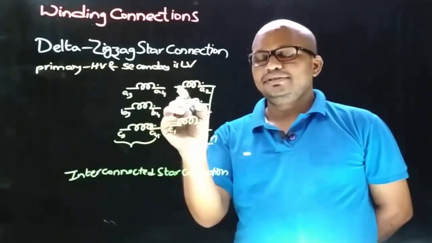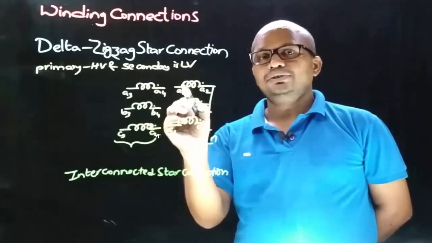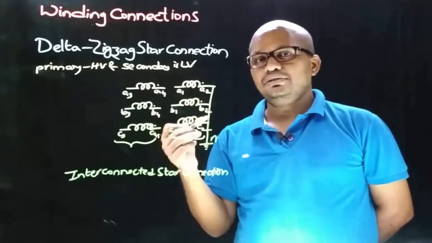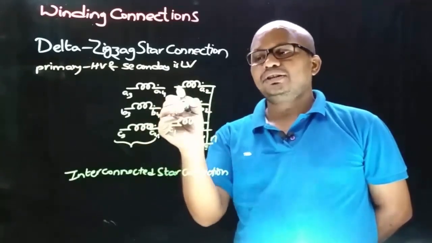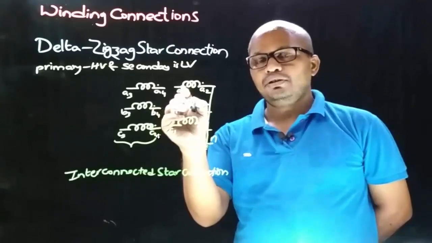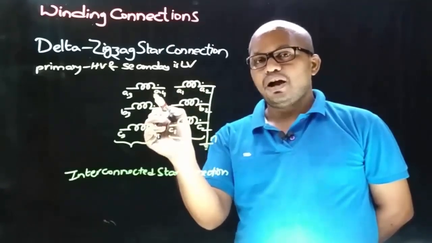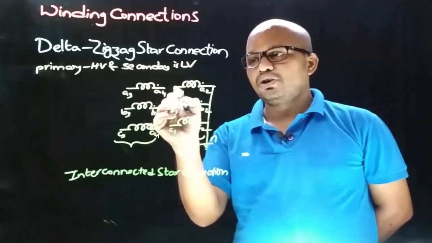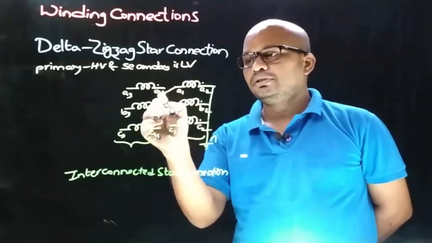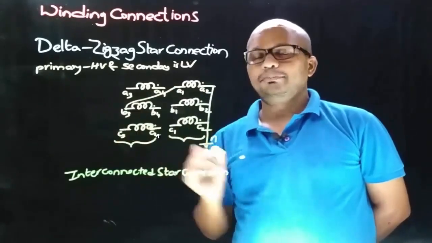So observe that this is the non-dot end terminal. To have the phase opposition connection with the other winding, we need to connect this non-dot end terminal of this phase to the non-dot end terminal of the other phase. So let's connect the non-dot end terminal A1 with the non-dot end terminal B3.